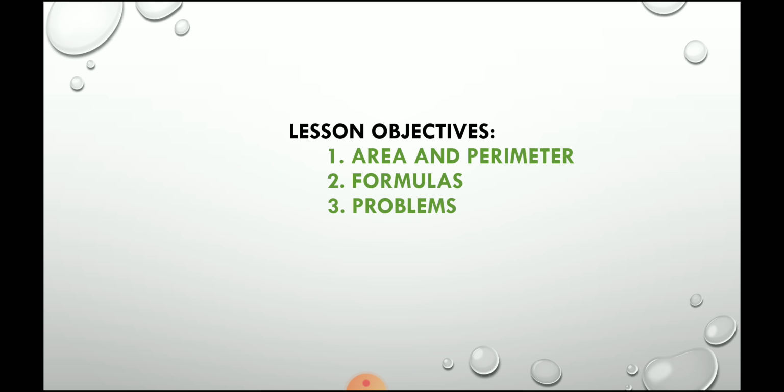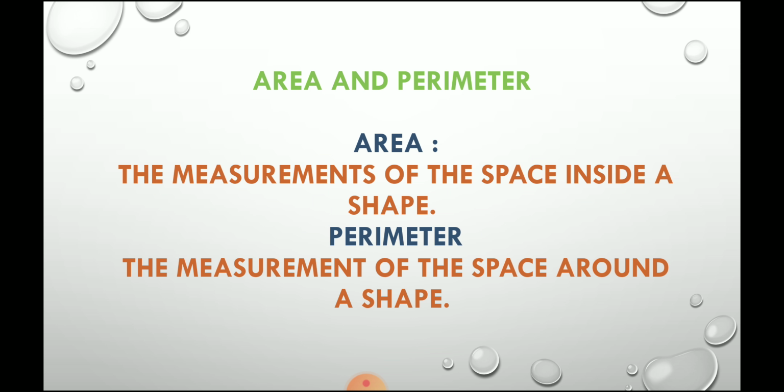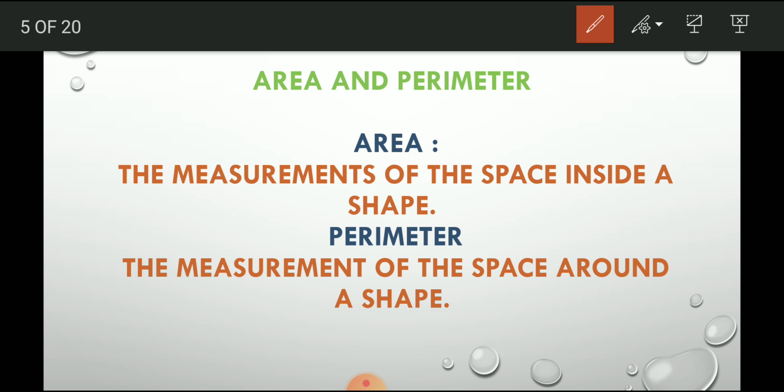The lesson objectives are: first, the definitions of area and perimeter. Second, the formulas. Third, problems using the formulas for area and perimeter. So, area and perimeter. First one is area: the measurement of the space inside a shape.